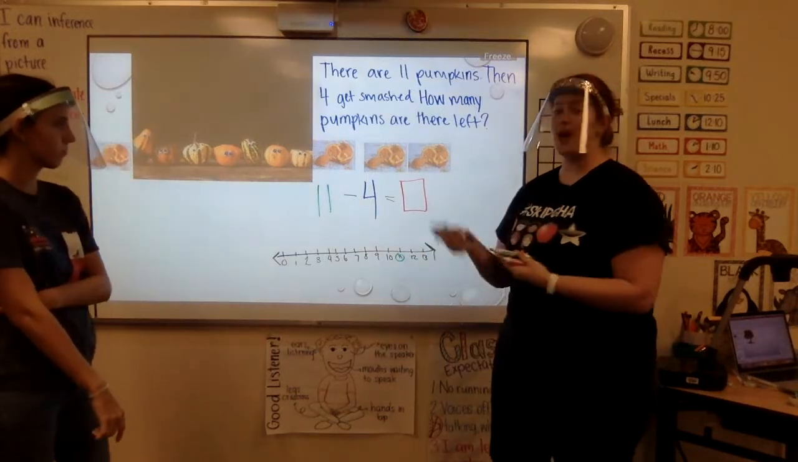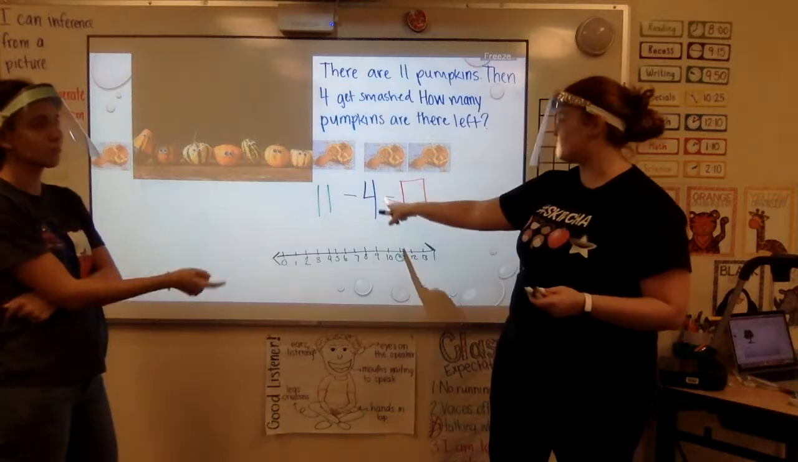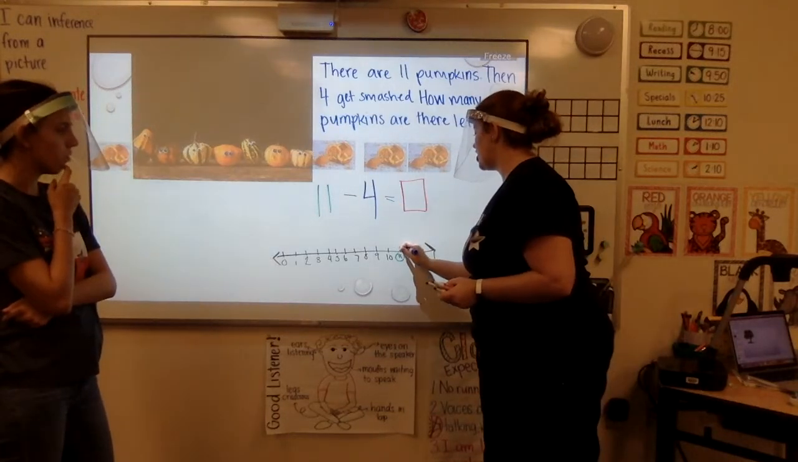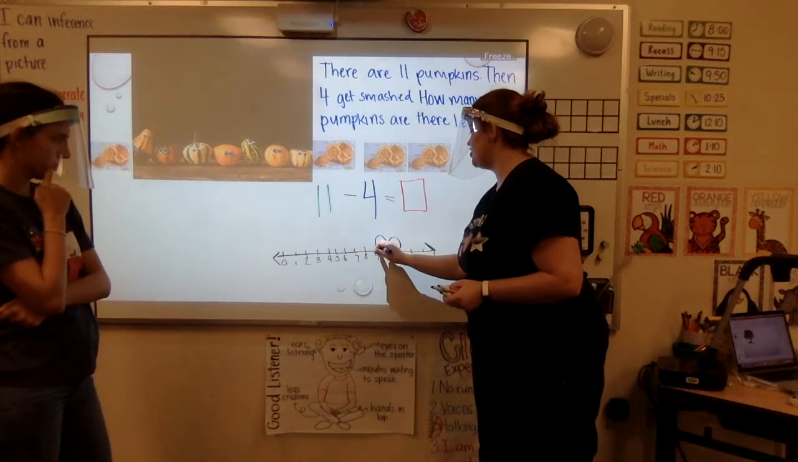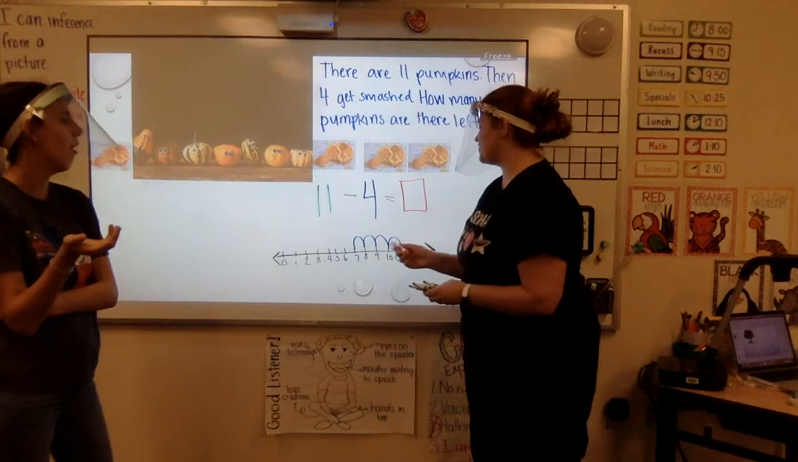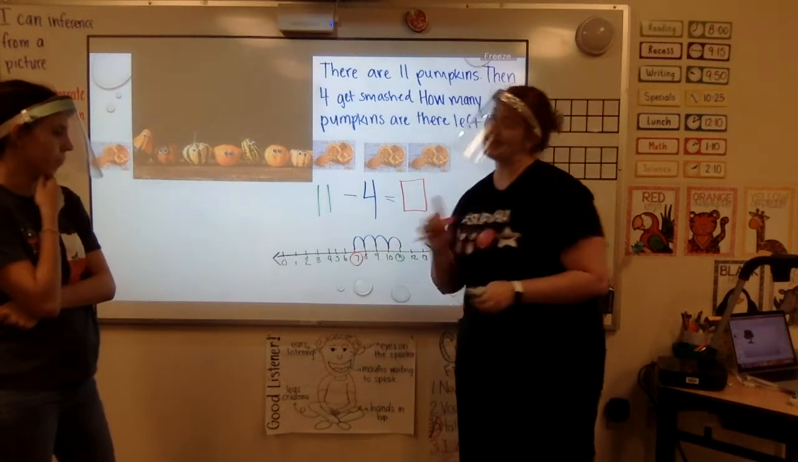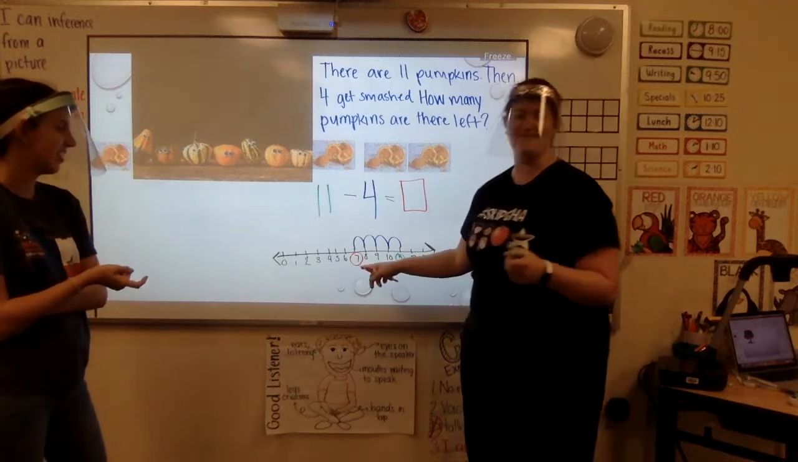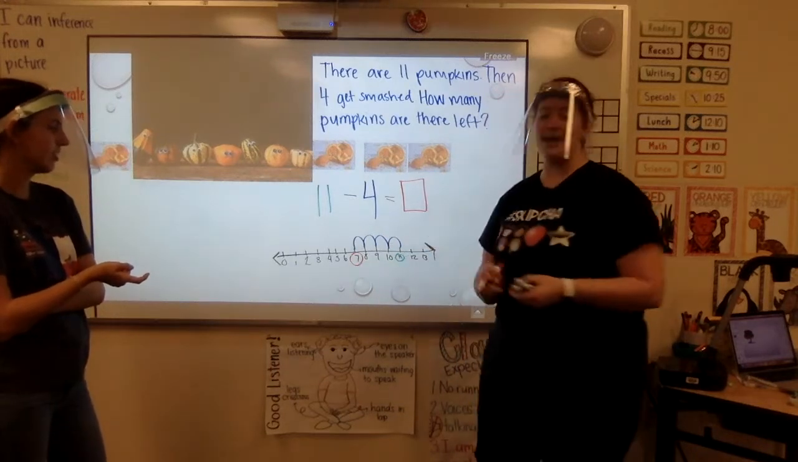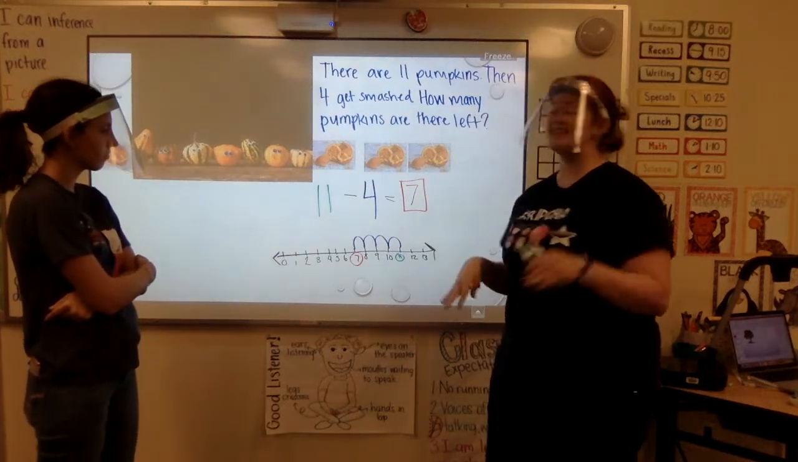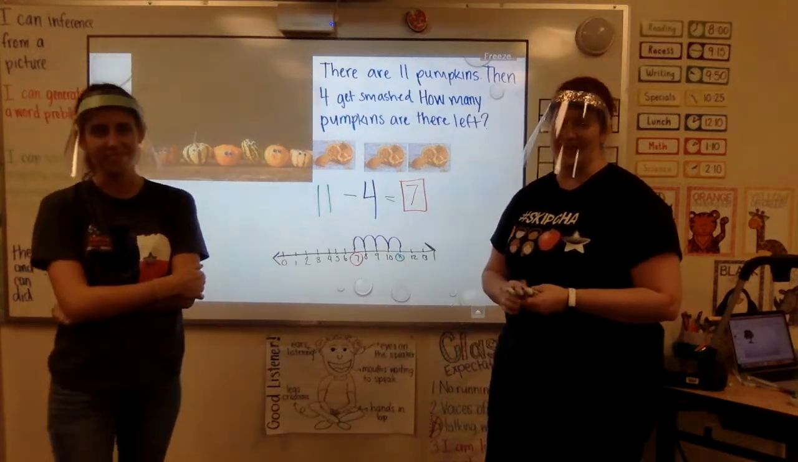So I'm going to jump back 4 times because it tells me to go back 4 times. So I'm going to go 1, 2, 3, 4. So I ended right here at number 7. I didn't end at number 4. I think I heard someone say, oh, 4. I don't have 4 left. I made it back to number 7. I have 7 pumpkins left that did not get smashed.